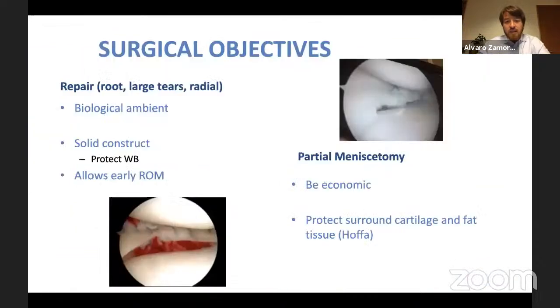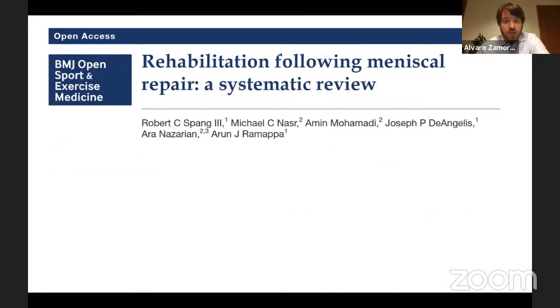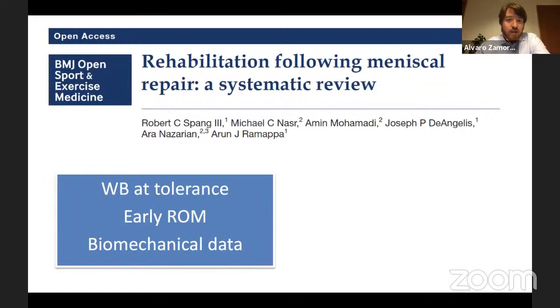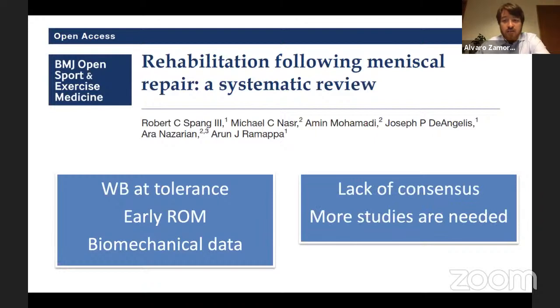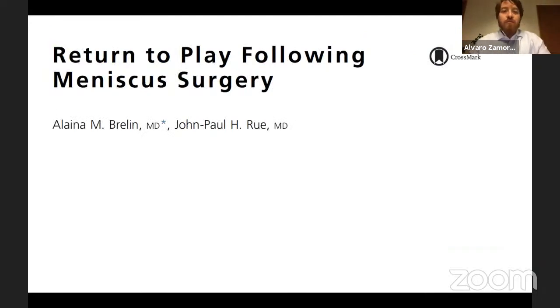In meniscal repair, our surgical objective is repair: give a biological environment, a solid construct, and allow early range of motion in partial weight bearing. In partial meniscectomy, sorry, we have to be economical in the excision of tissue and protect the surrounding cartilage and fat tissue like Hoffa's. Rehabilitation following meniscal repair is weight bearing as tolerated with early range of motion. We have biomechanical data that support that, and there is a lot of consensus. More studies are needed to give more information.